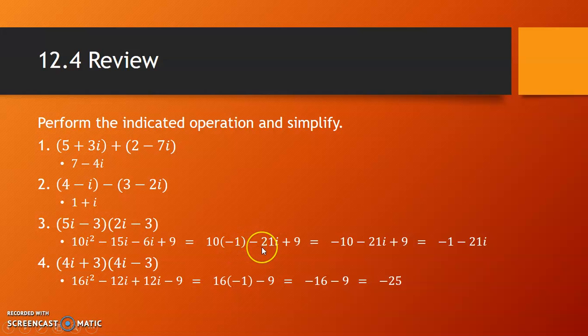Now I combine the negative 15i and the negative 6i to get negative 21i, and then I still have my plus 9. So 10 times negative 1 is going to change that to a negative 10. So really the last thing that I need to do here is just combine the negative 10 and the positive 9, and that gives me a negative 1 minus 21i. When you're writing your answers for these problems, they're going to want the whole number part first, and then the imaginary part, the complex part.